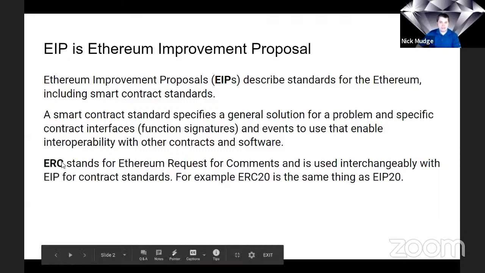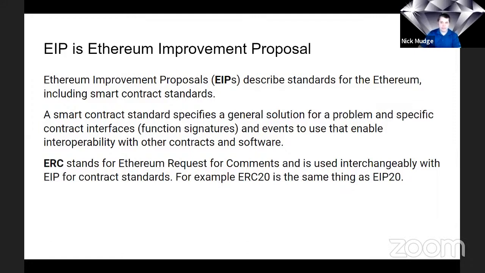Sometimes you'll see standards named ERC, like ERC-20, for example, or ERC-721. ERC stands for Ethereum Request for Comments, but EIP is used interchangeably with ERC, so they're the same thing. EIP-20, ERC-20, same thing. So that's a little bit of what a contract standard is.